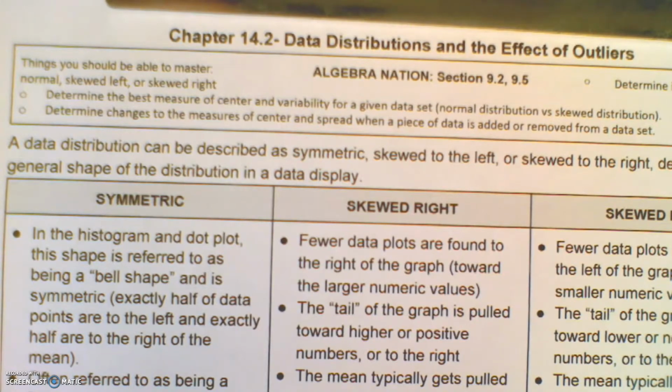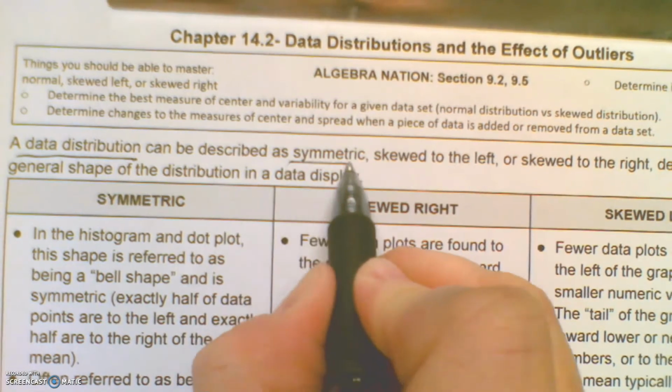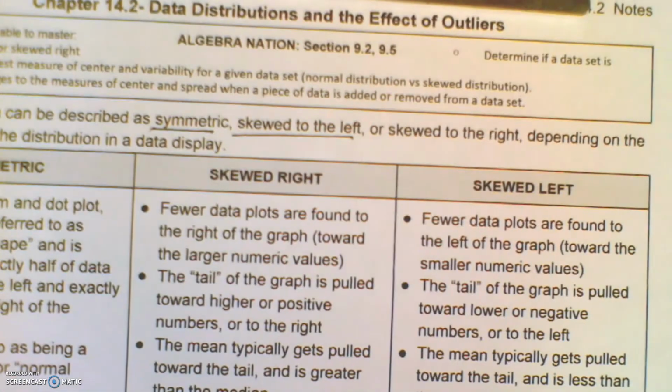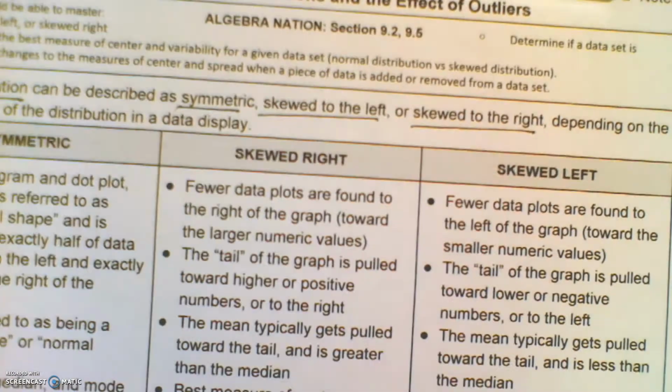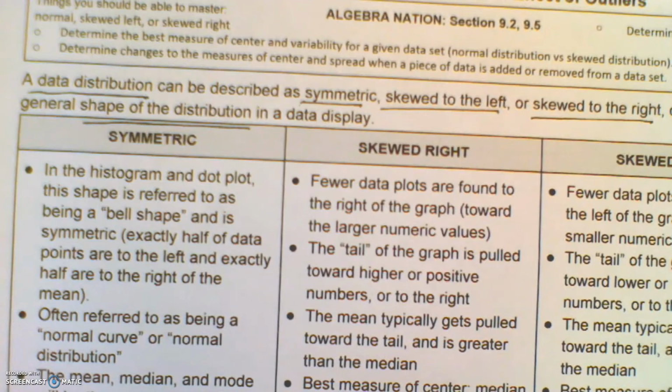We're going to talk about Unit 14.2 data distributions and the effects of outliers. With data distribution, we describe this in three ways. A data distribution can be described as symmetric, skewed to the left, or skewed to the right. And this depends on the shape of the distribution. So let's look more specifically at what this means for each of these three.